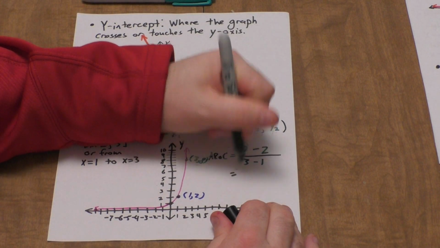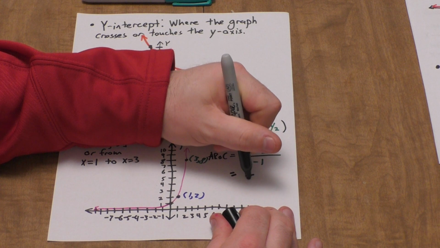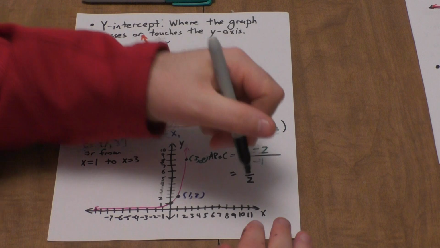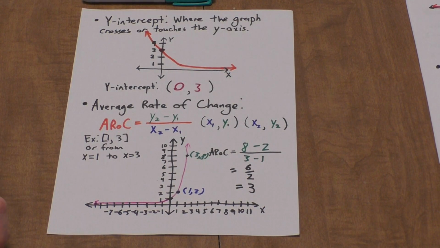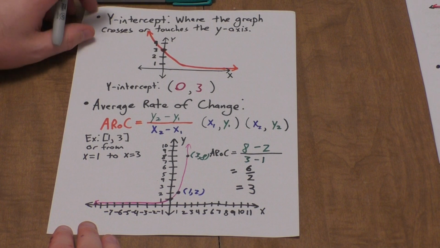So that means it equals 8 minus 2, which is 6. 3 minus 1, which is 2. So that gives me 6 halves. And then 6 divided by 2, or 6 halves, equals 3. So the average rate of change between those 2 points is 3. Okay? So that's just a review of what we do with average rate of change.